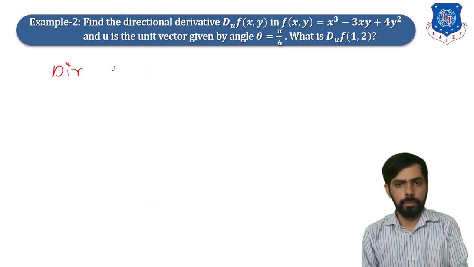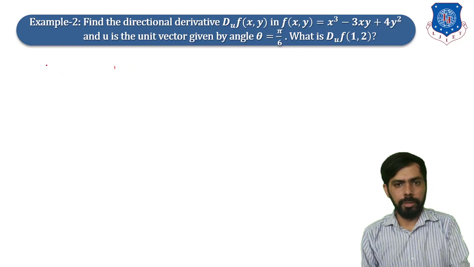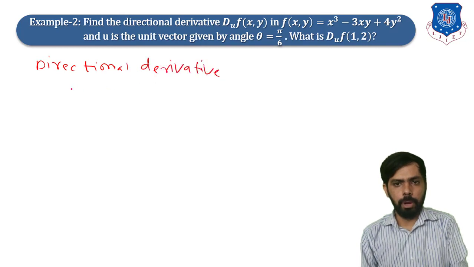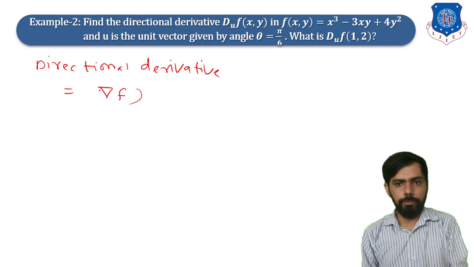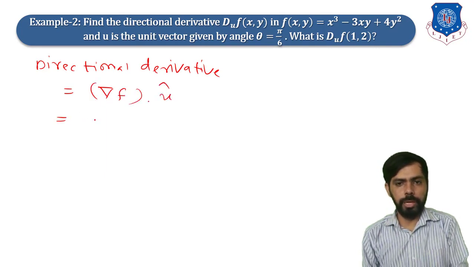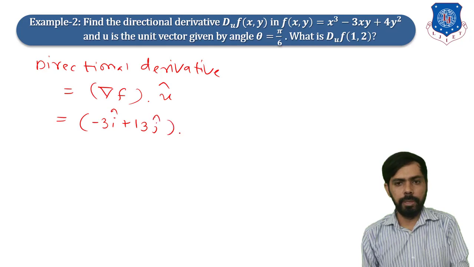So the directional derivative is given by the dot product of grad f and u cap. So here we have already found grad f, that is minus 3i plus 13 j cap, dot, and here u cap is root 3 by 2 i cap plus 1 by 2 j cap.